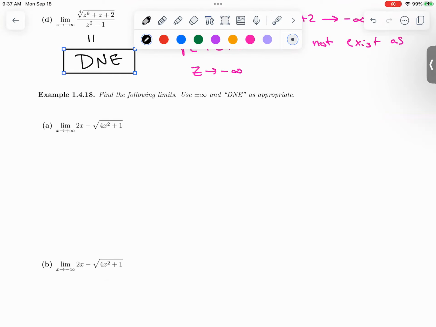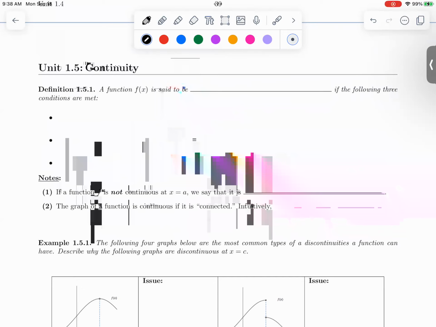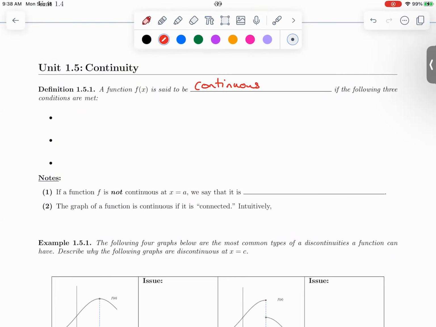One of my favorite topics, and once you see what the definition is, well, let's actually just write it down. So a function f of x is said to be continuous at x equals a if the following three conditions are met. If any one of these three conditions is not true, you do not have continuity. So the first one is that f of a exists.